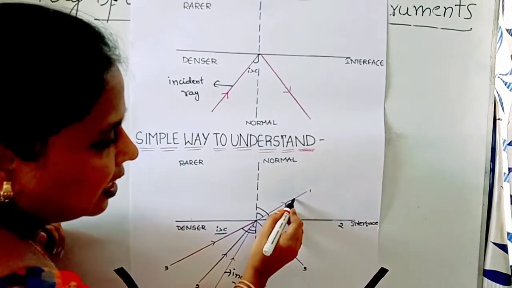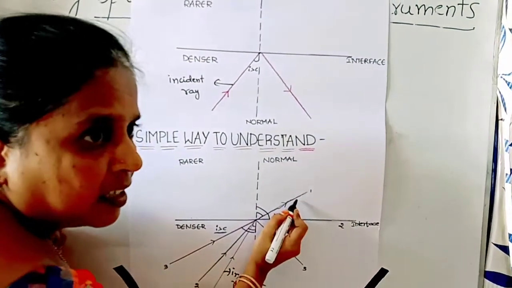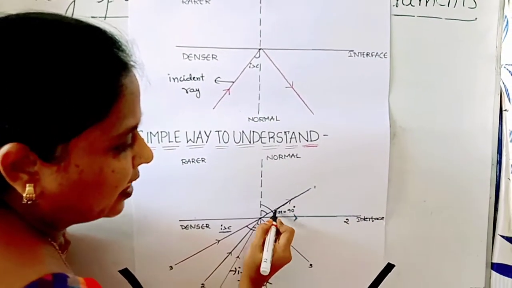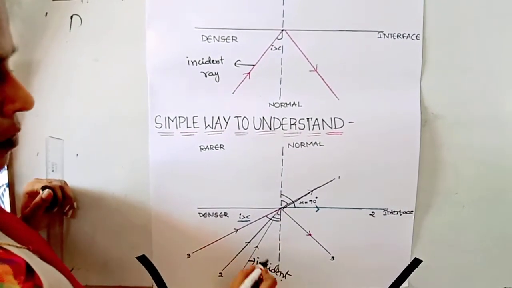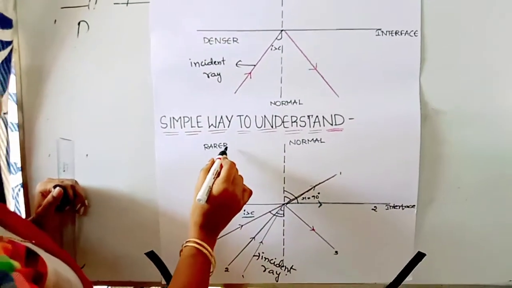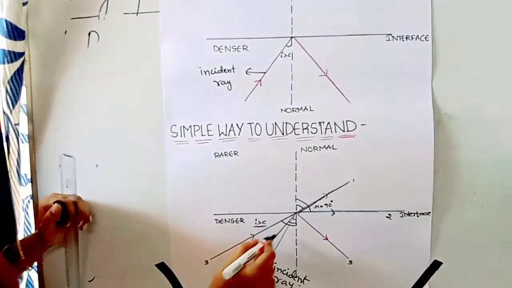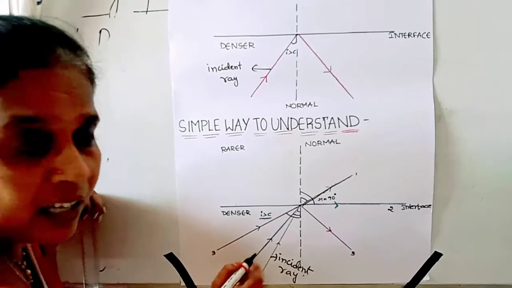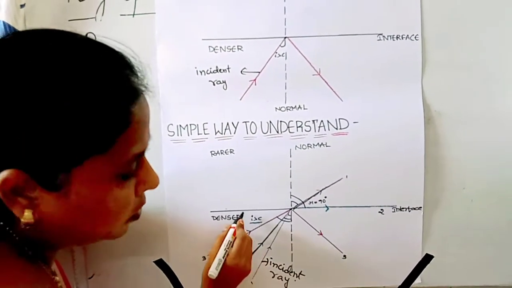Then here the light ray is bending. So here the light is refracted. This is the refracted ray. So the first ray travels from the denser medium to the rarer medium, then it is refracted. After that we take the second ray. Here this is the second ray. The blue ray is the second ray, and this also travels from the denser medium to the rarer medium.